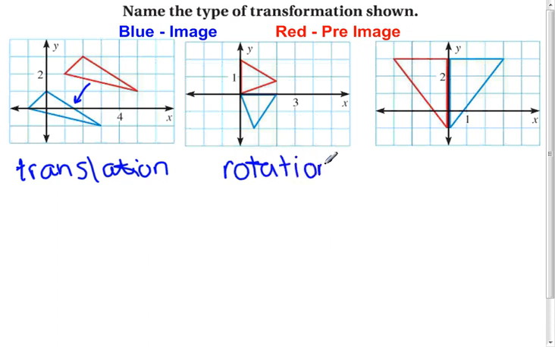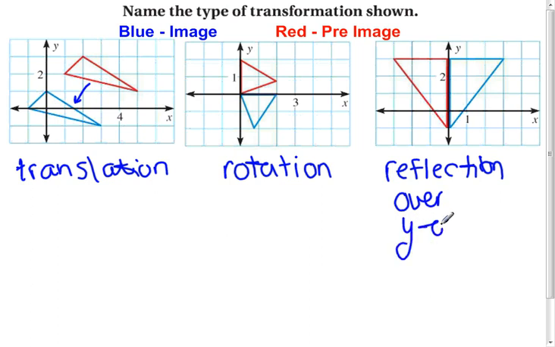And starting with the red one, in order to get that blue one, we'd have to flip it or reflect it. And this one, to be a little more specific, it's a reflection over the y-axis. Reflection over the y-axis.